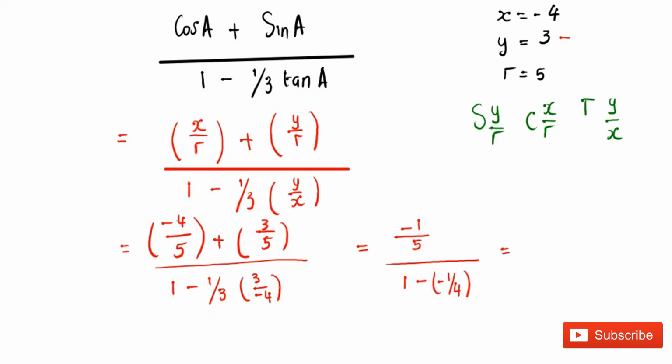So it's going to be negative 1 over 5 all over 1 plus 1 over 4. Let's deal with the denominator. It's 1 plus 1 over 4, which is equal to 5 over 4. So we have negative 1 over 5 over 5 over 4, making your final answer equal to negative 4 over 25.